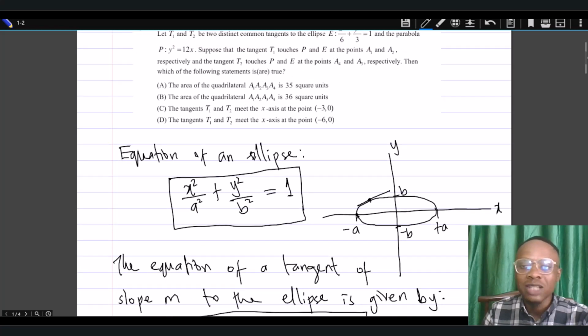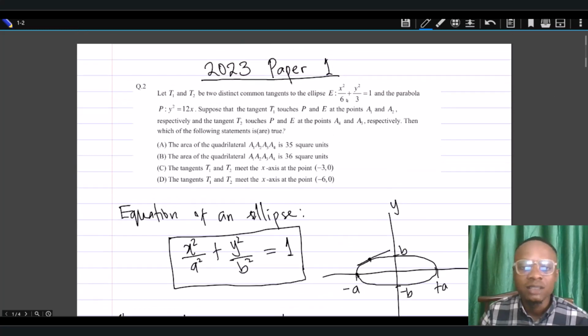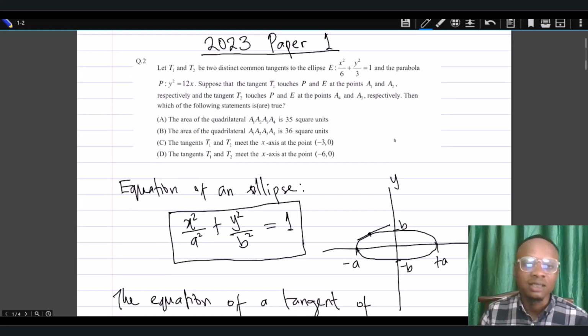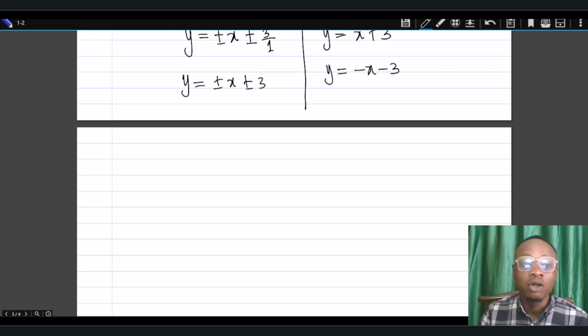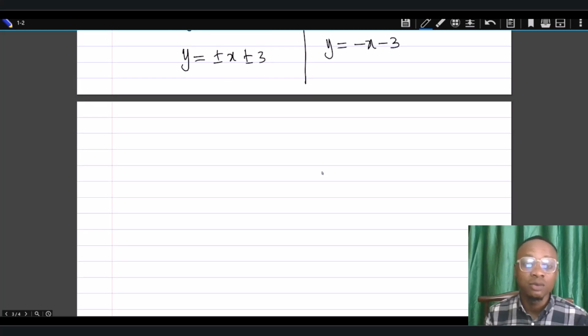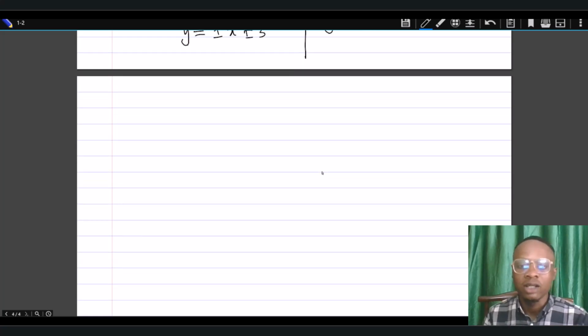So let us have a sketch of all of this in a singular diagram now. That is the ellipse represented by this equation, the parabola represented by this equation, and those two tangents that we have now obtained their equations. We will put them all together in a single diagram so that we can visualize what is really playing out here. So let us draw that diagram here.